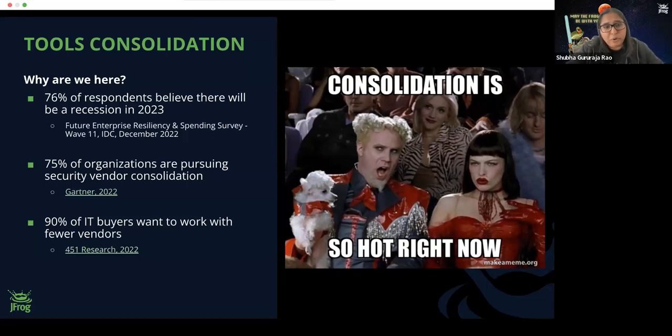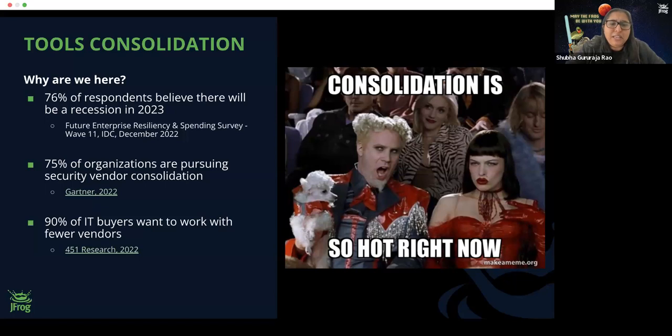There was another report from Gartner in 2022, which said that 75% of the organizations are pursuing security vendor consolidation as well. We will look into the different aspects that you have to consider, specifically when it comes to security, in some of the later slides. Security is a big conversation, so we need to give a little bit more emphasis on how to do it and what's the best way to do it.